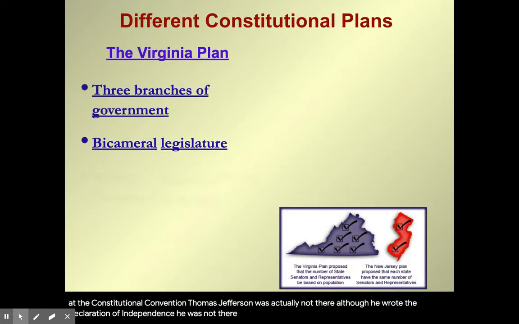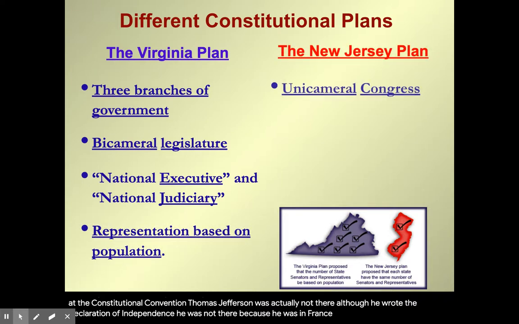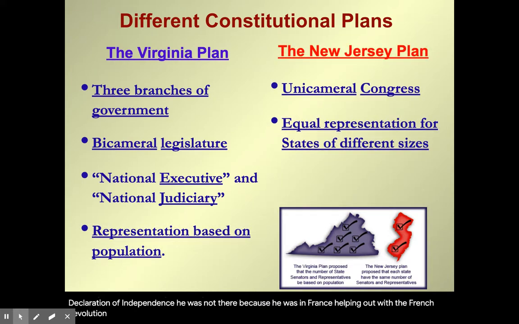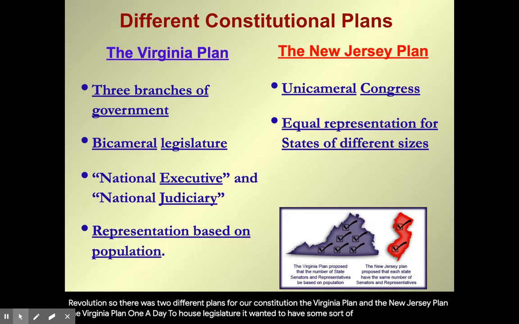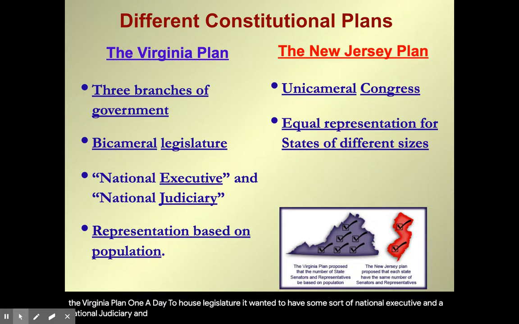He was not there because he was in France helping out with the French Revolution. So there were two different plans for our Constitution, the Virginia Plan and the New Jersey Plan. The Virginia Plan wanted three distinct branches of government. It wanted a two-house legislature. It wanted to have some sort of national executive and a national judiciary. And it wanted representation based on population.